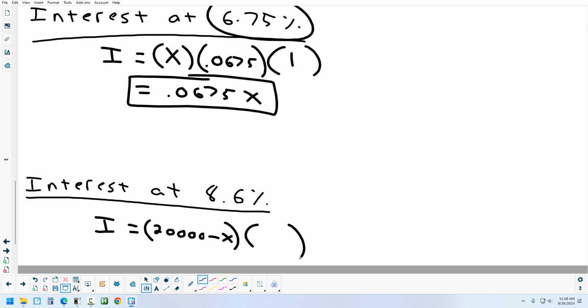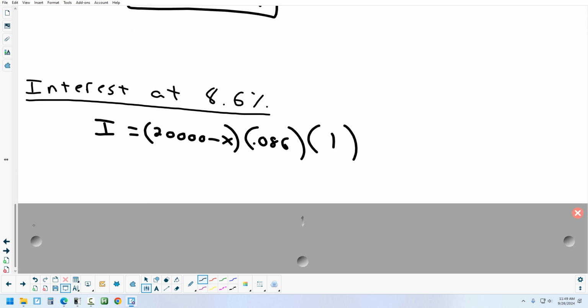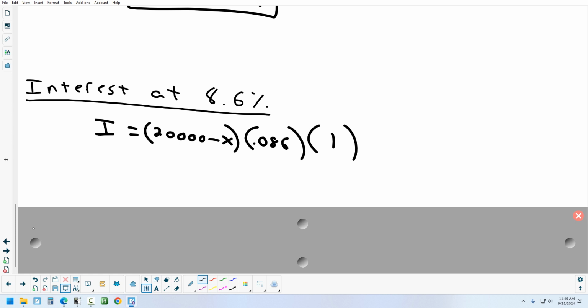Just subtract what you already invested from your total. What's the rate as a decimal going to be in this one? 0.086. And again, this part doesn't matter in this particular problem, but the time he's doing the investment for is 1 year. Okay, so when we clean this one up, we have to distribute that. Is there any question why that's a distributive property?